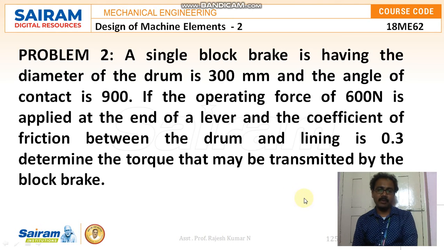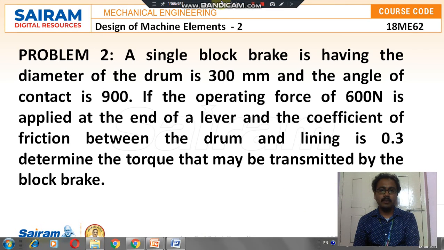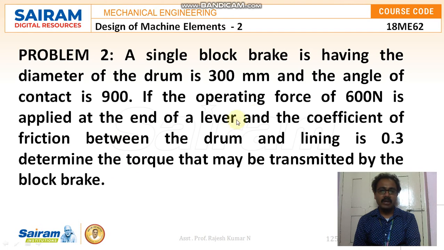So this is the first problem answer. And moving to problem 2, a single block brake has a drum diameter of 300 mm and the angle of contact is 90 degrees. If the operating force of 600 Newton is applied at the end of a lever and the coefficient of friction between the drum and lining is 0.3, determine the torque that may be transferred by the block brake.